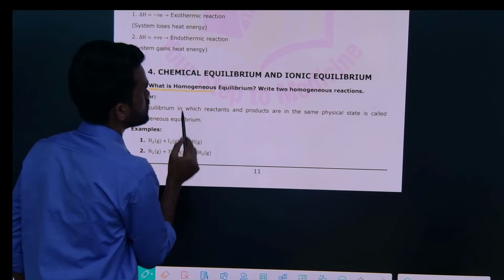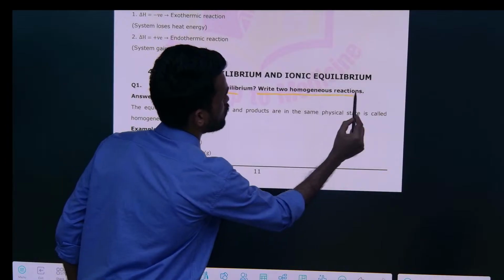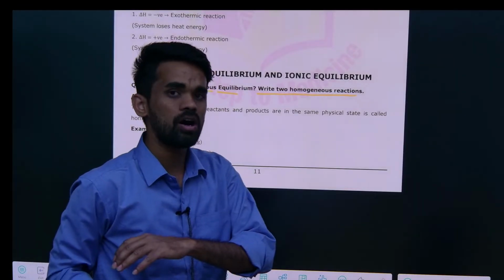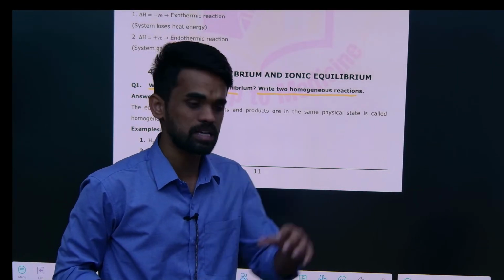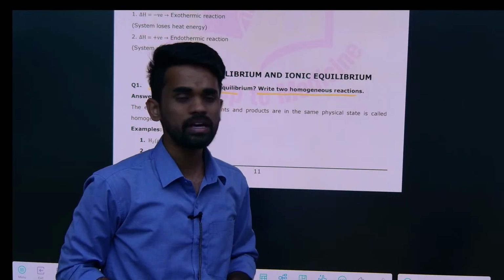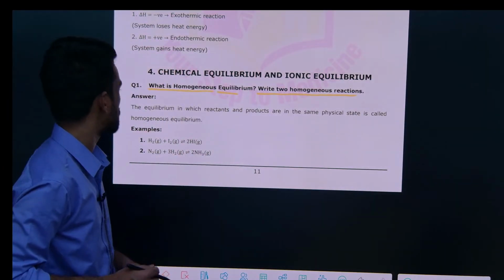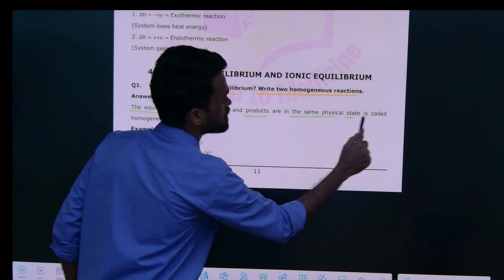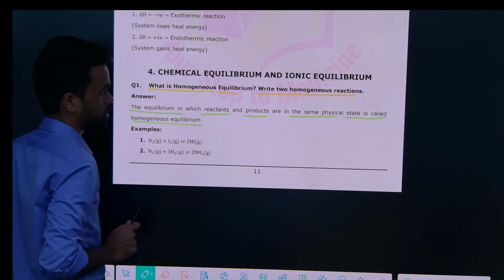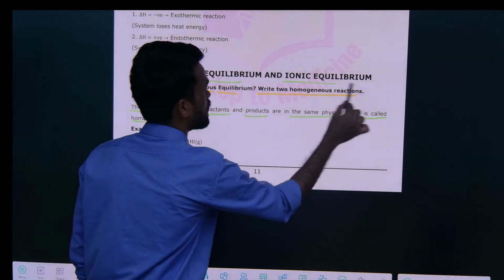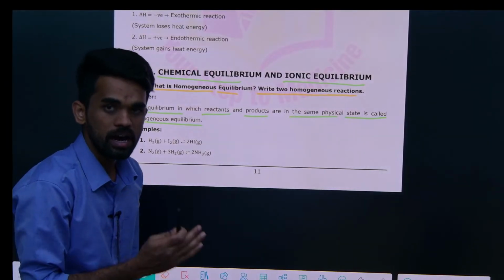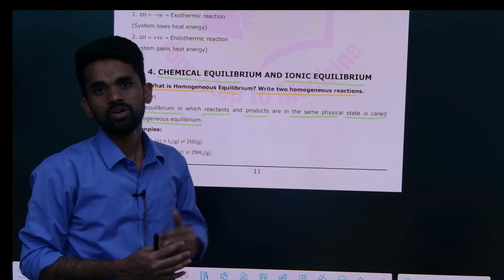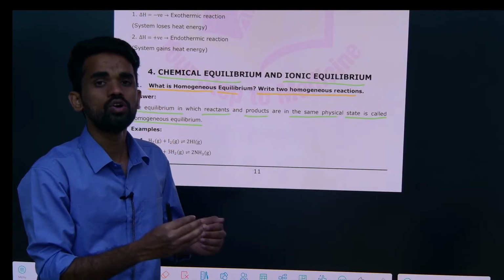What is homogeneous equilibrium, and write two examples of homogeneous equilibrium. See, homogeneous means for the complete reaction, whatever reaction is taking place, the physical state should be the same. The complete reactant and product physical state should be the same. The equilibrium in which reactants and products are in the same physical state is called homogeneous equilibrium. We are studying chemical equilibrium and ionic equilibrium, right? So in these equilibrium reactions, if the physical states of reactants and products are the same, then those reactions are considered homogeneous equilibrium.